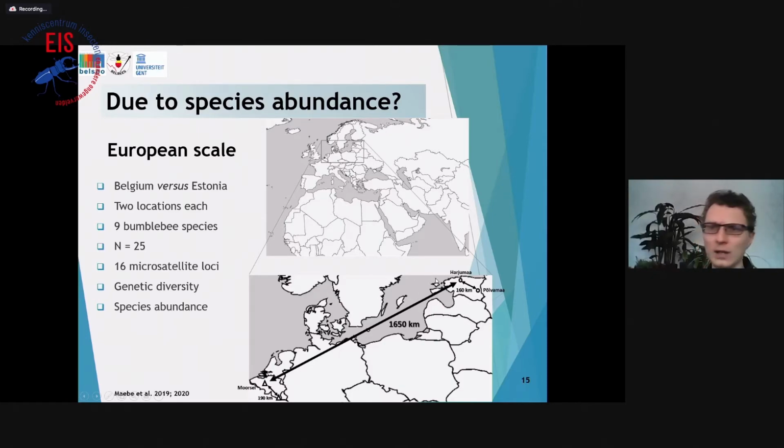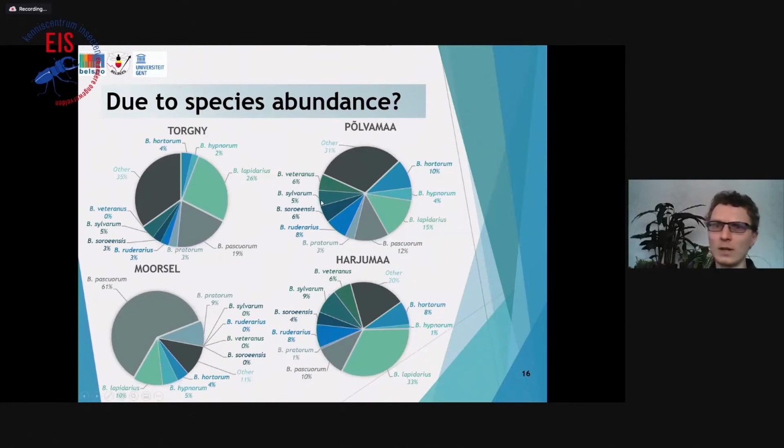Here we chose Estonia as a second country next to Belgium because, one, the same bumblebee species occur there, but in different abundance than in Belgium. And secondly, because species that are declining in Belgium were more abundantly present in Estonia, or even showing increasing population trends. The abundance of these 9 species was calculated as the proportion of their abundance versus the total abundance of all bumblebees at that particular location.